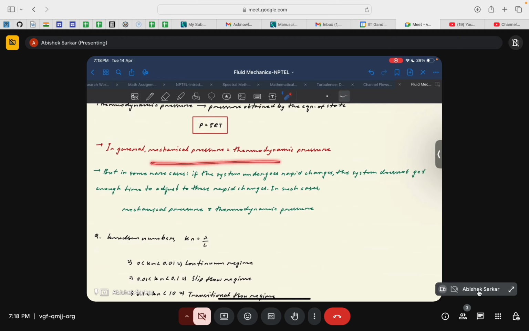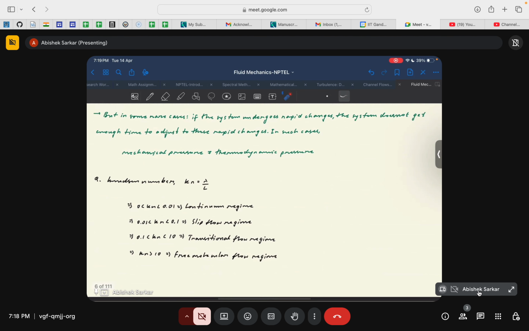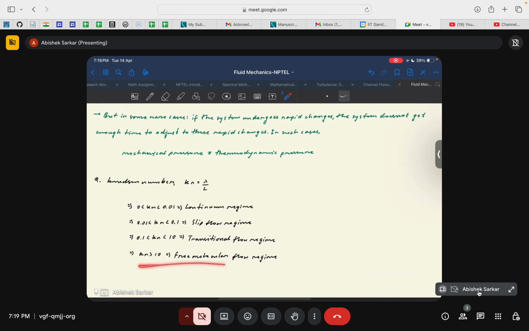Since the definitions are different and there are instances where these two may not be equal, that's why I just wanted to clarify that. I discussed it already in the problem-solving session, but the doubt was there, so again I just wanted to point out: if the Knudsen number is greater than 10, then we are basically in the rarefied flow regime.